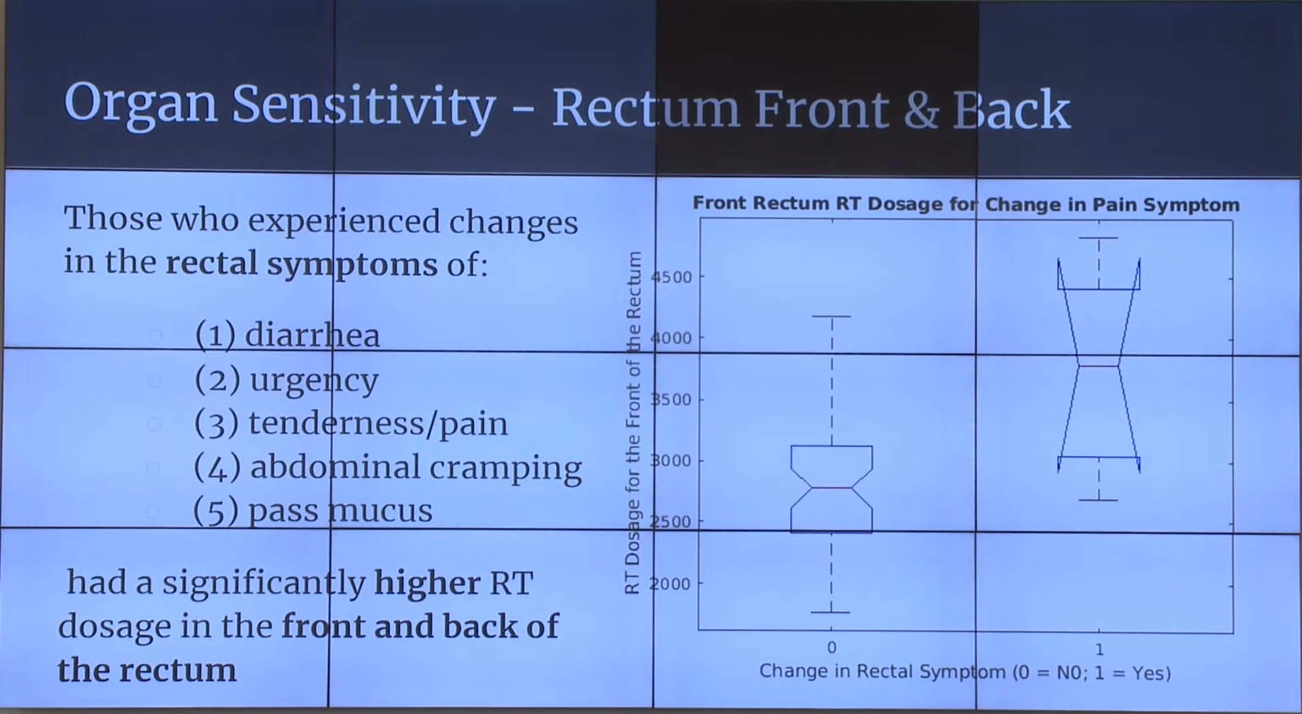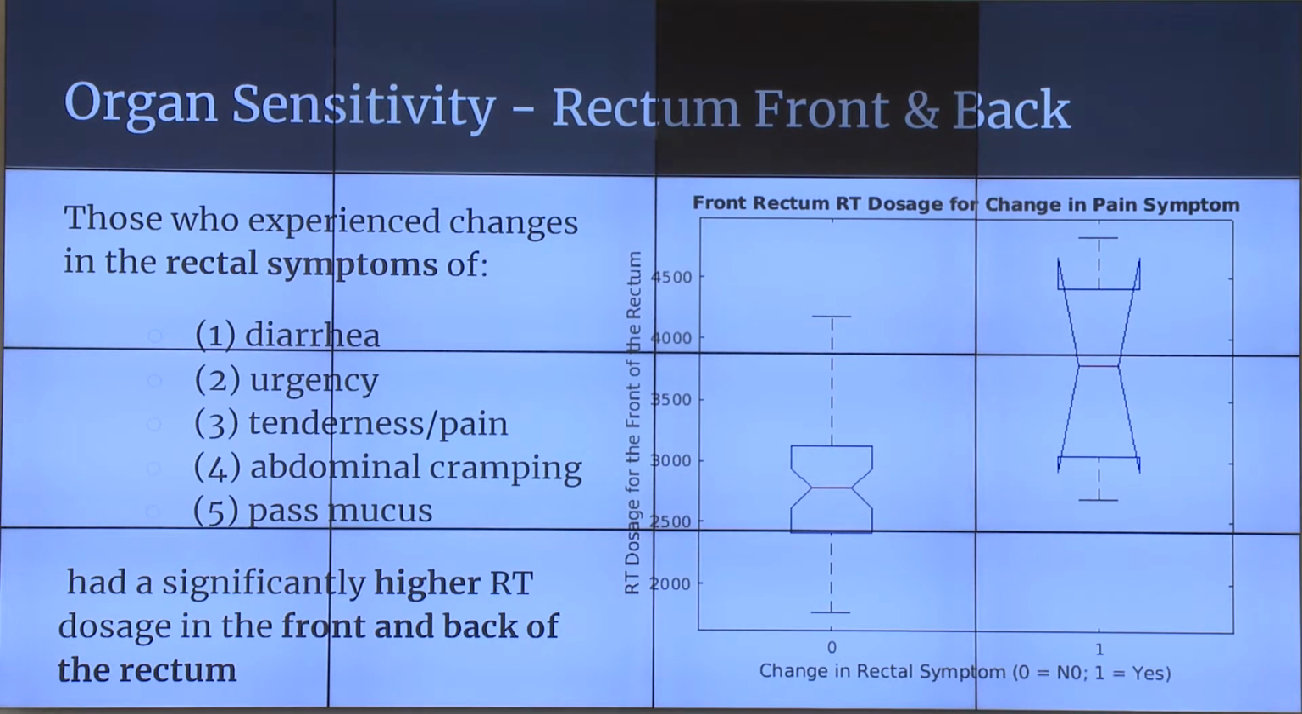So for the rectal symptoms, we found that those who experienced significant changes in the following 5 symptoms, diarrhea, urgency, tenderness or pain, abdominal cramping, and passing mucus, had a significantly higher radiation dosage in the front and back of the rectum. For each analysis, we got a plot as shown here. On the x-axis, we have the 0-1 category based on whether or not a patient experienced changes in rectal symptoms. And on the y-axis, we have the distribution of absolute radiation dosage in milligray.